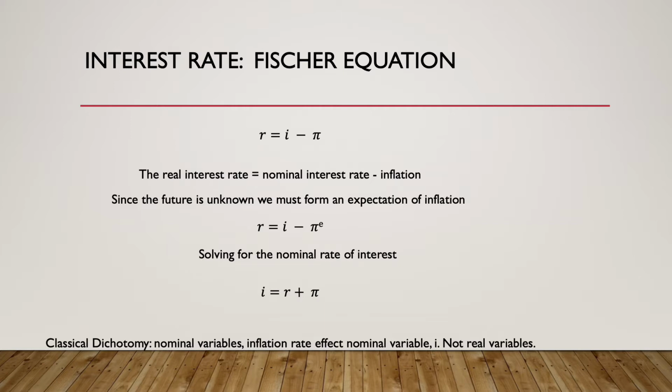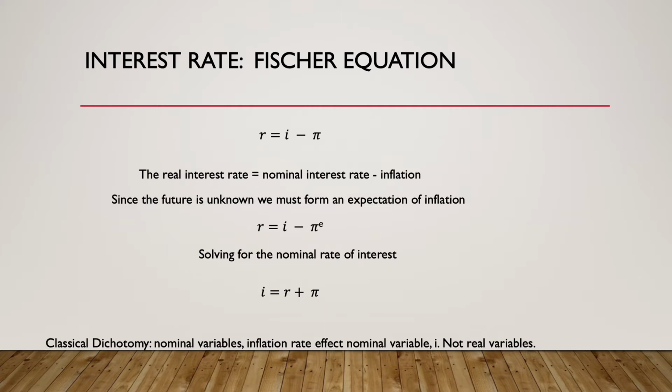Our determination of the interest rate is going to be brought to us by the Fisher equation. The Fisher equation: r is equal to i minus pi. What is r? r is the real interest rate, the real rate of growth of the purchasing power of some nominal sum of money. i is the nominal interest rate that might be quoted by a bank or something, and pi stands for inflation. Yeah? And we'll be using pi to stand for inflation for the rest of the class.